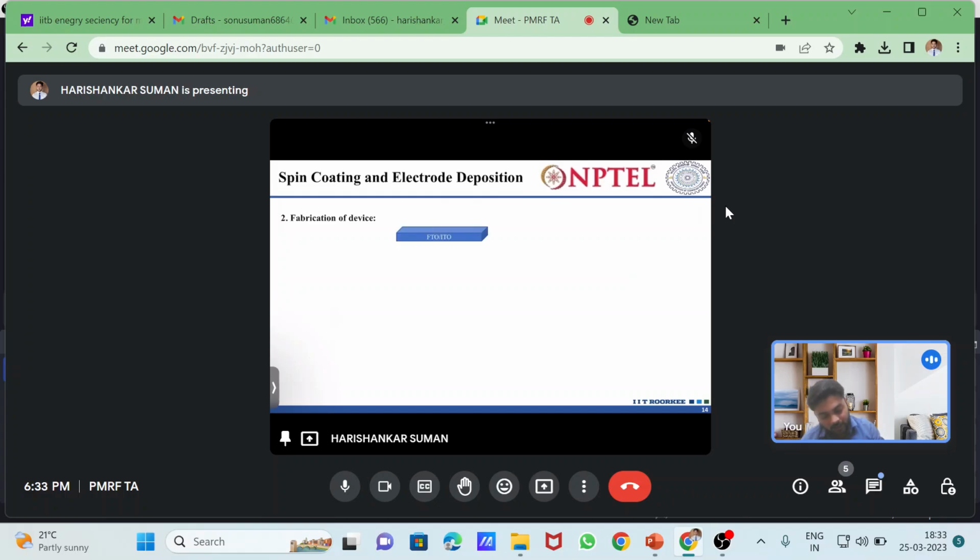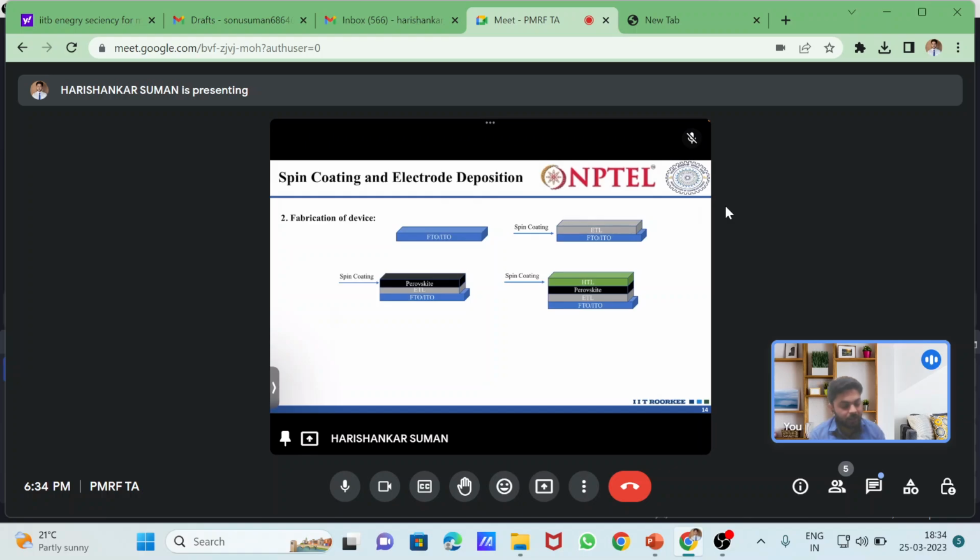So let's see how perovskite is deposited. First check the FTO, then spin. First I am spin coating the ETL layer. This is my fabrication style. Then perovskite coating by spin coating. Then HTL coating, layer by layer. We grow a multi-layer. Then vacuum deposition of metal contact. Then our device is ready.